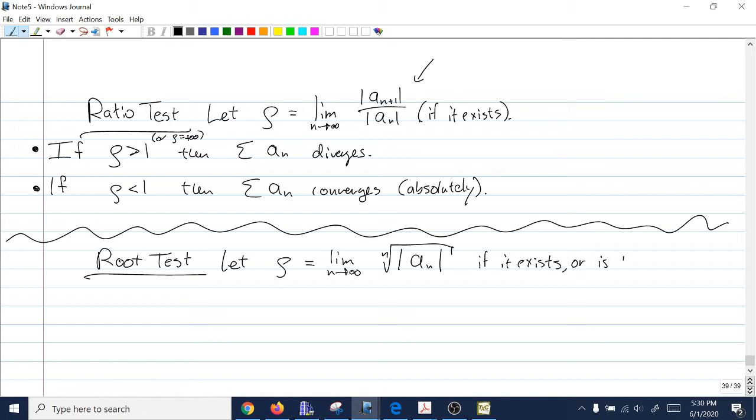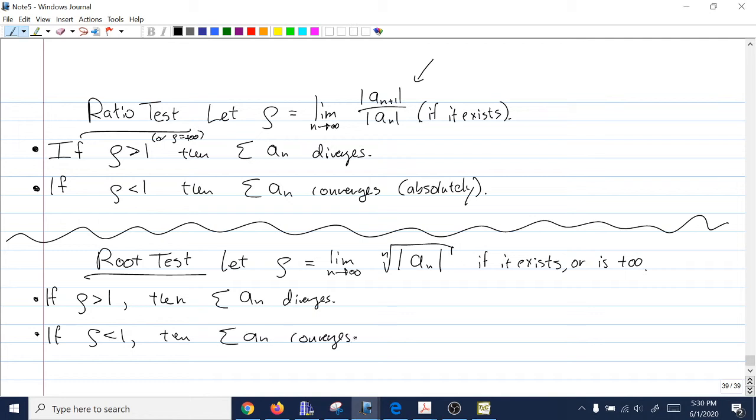Or is plus infinity. I would ask about negative infinity, but this thing is positive. You can't go to negative infinity with positive numbers. If rho is bigger than 1, then the series sum of an diverges. And if rho is less than 1, then the sum of an converges absolutely. Again, you get absolutely for free because we threw an absolute value on in the original problem. We were only ever thinking about the absolute value one. Cool. These are the ratio test and the root test.